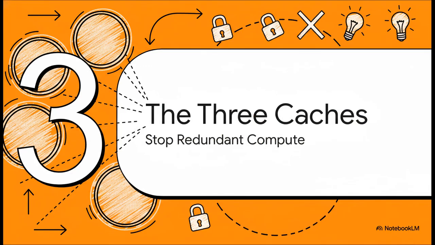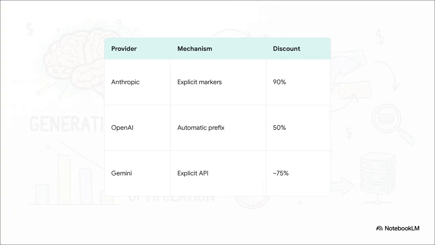Let's move to Section 3, the 3 caches, and stop paying for redundant compute. The big question is, how do we stop asking the model to think about things it's already thought about? Your absolute first line of defense is built-in provider caching. These give you massive, immediate discounts.